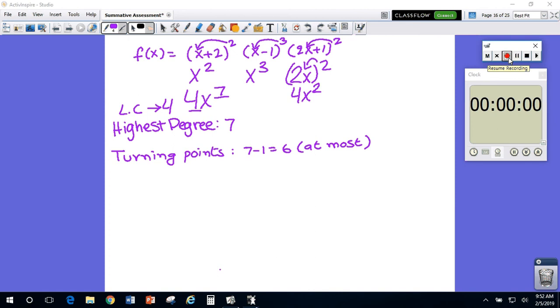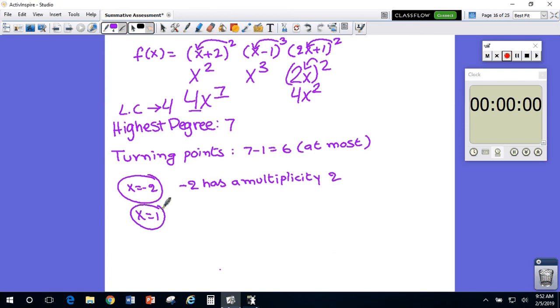So when you set x plus 2 equal to 0, you get x equals negative 2, right? So what do we write here? Negative 2 has a multiplicity of 2. Next step. When you solve the second factor, what we got is 1. So x equals 1, right? So the 1 has a multiplicity of 3. Very good. Stay with me.